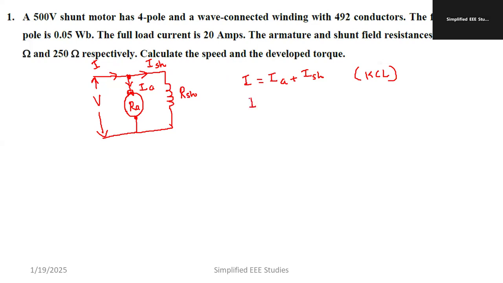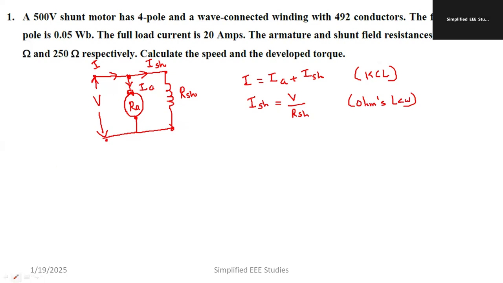Similarly, you can calculate the ISH. There is a relation between the shunt field current, the shunt field resistance and the terminal voltage. Let V be the terminal voltage. This V is also applicable across these 2 points. I hope you got my point. So ISH is V divided by RSH. This can be done using Ohm's law. These fundamental principles you should know.